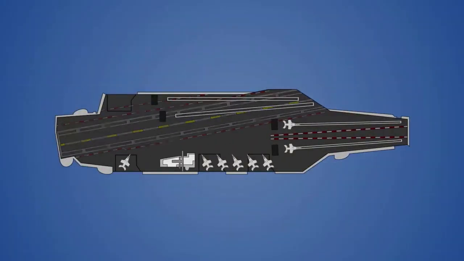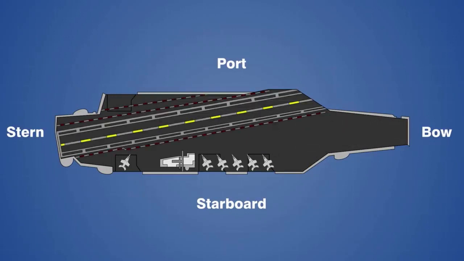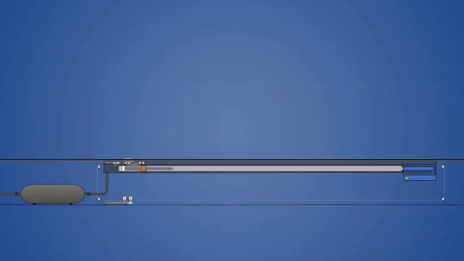So basically, the aircraft carrier has catapults, one at the bow, that is the front side, and two on the port side. On the top, you can see that there are two catapults. The catapults on the port side are at an angle so that the pilot can land the aircraft without any difficulty.